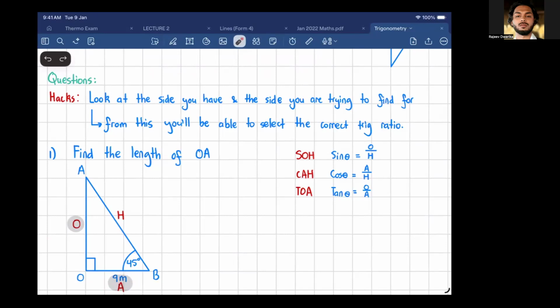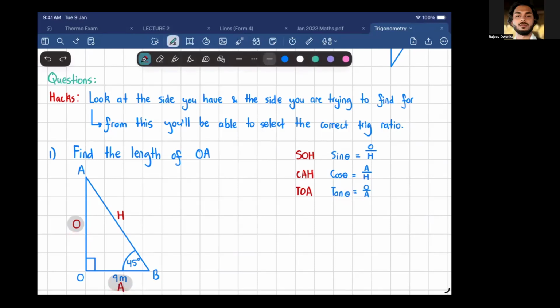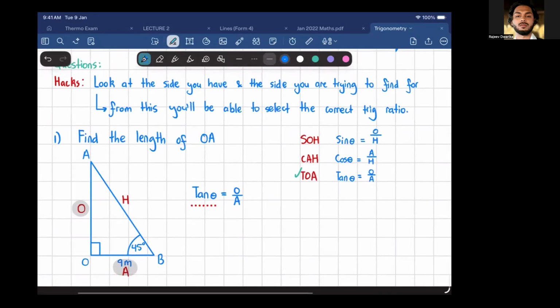So Perseus, look at this carefully. We label this adjacent. So that means we have adjacent and we want to find the length of OA. So that means we need to find for O. So which trig ratio has O and A in it? Tan, right? So we're going to use tan. So Simran, you're going to say tan theta is equal to O over A. In the next part, you're going to do a substitution.